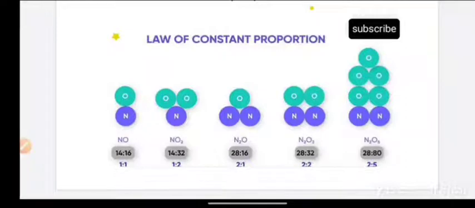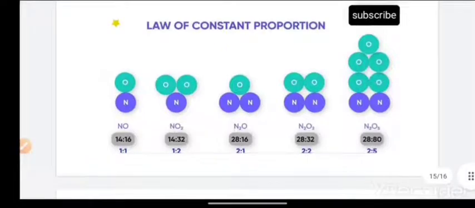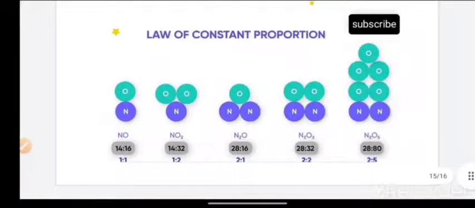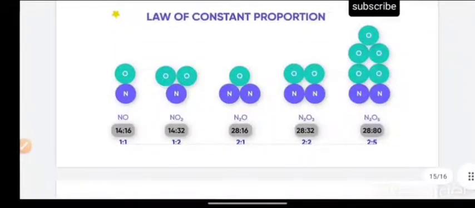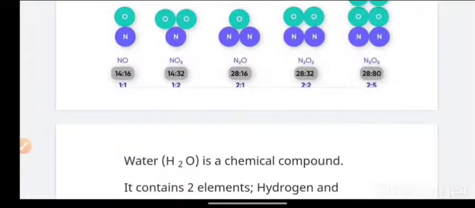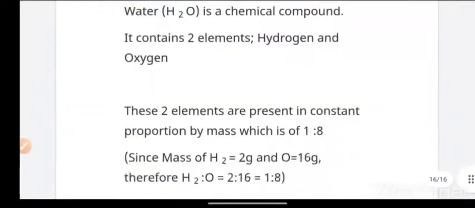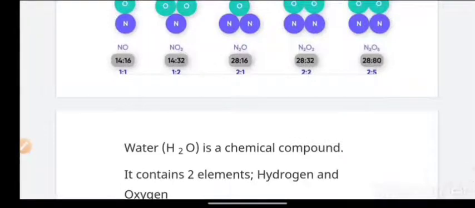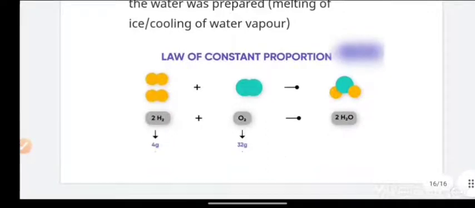Next one, NO2: nitrogen is 14, oxygen is 16. Here there are 2 oxygen, that means 32. Next one is N2O: 2 nitrogen is 28, oxygen is 16. Then N2O2: nitrogen is 14 into 2, that is 28, then oxygen is 16 into 2, that is 32. This is the ratio of their masses. Then we find the final ratio. When we simplify the masses, we find the ratios 1:1, 1:2, 2:1, 2:2, 2:5. This is all about the law of constant proportion.